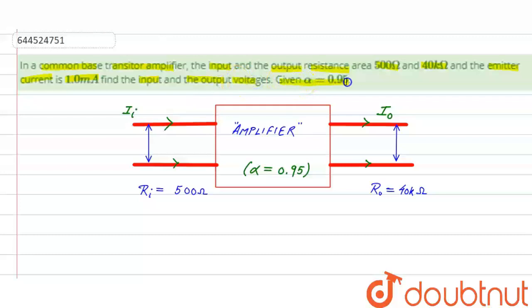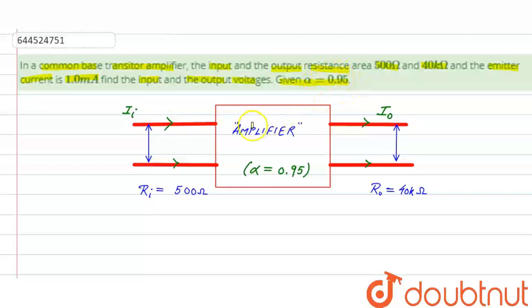It is 0.95. So basically we are having a transistor amplifier in common base configuration. Base is common. The input and output resistances are 500 ohm and 40 kilo ohm, that is 40,000 ohm. The emitter current is 1 milliampere. Input and output voltages need to be calculated, and we are given alpha, which is equal to 0.95, so we will make use of this also.